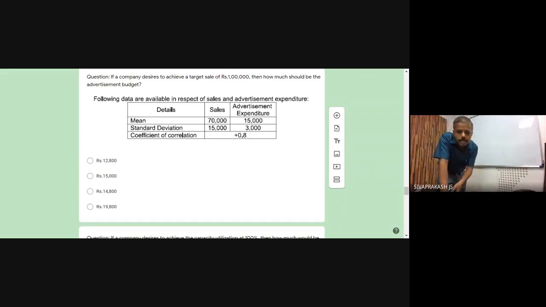So what have they asked in this? Find out the advertisement budget when sales is 1 lakh. So when they ask for the advertisement budget, they are asking for Y. Sales and advertisement are given, right? So Y is the question mark. So we need to find Y on X, right?